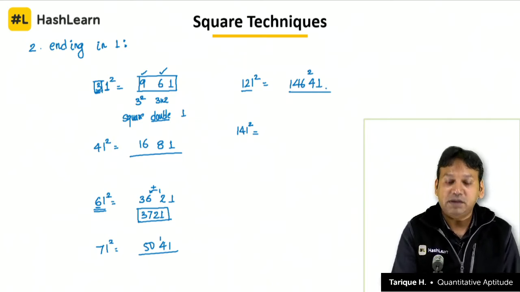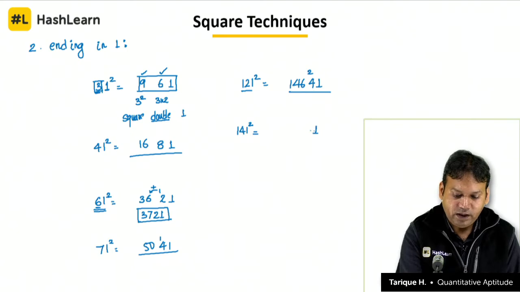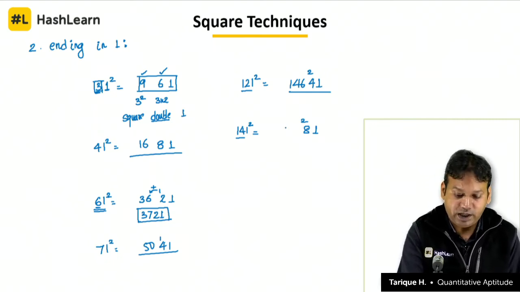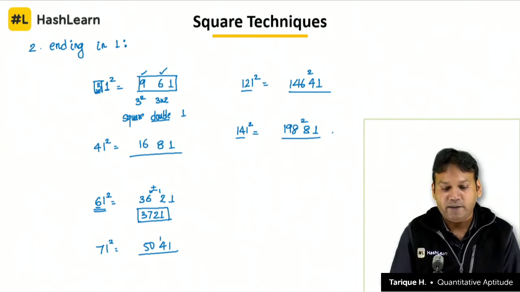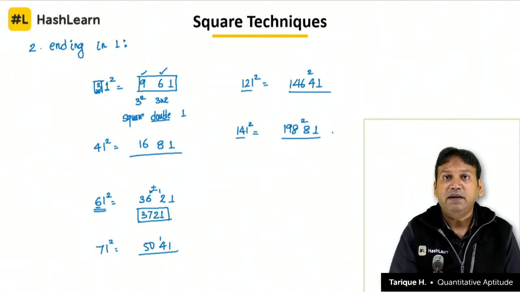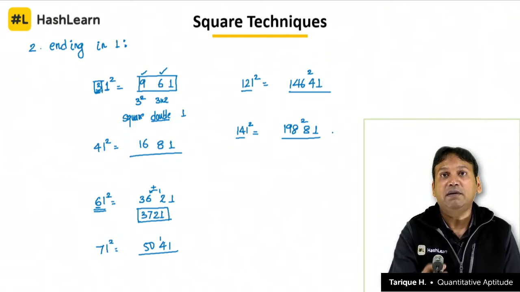Then 141 square, write down 1, double of 14 is 28, so 2 is left as a carry. Now 14 square is 196, that I am sure you know. 196 plus 2 is 198, so your final answer becomes 19881. So this is a very simple technique. You first write down 1, then you write down the double of the number on the left hand side.